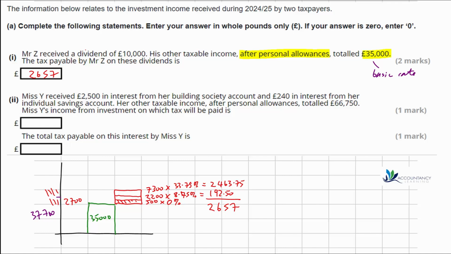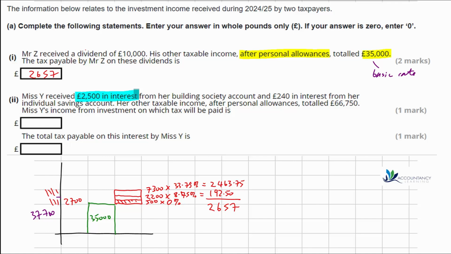Let's look at Miss Y now. Miss Y received 2,500 in interest from her building society account and 240 in interest from her individual savings account. Remember that the individual savings account is a government account, and the government wants to encourage people to lend it money, and therefore interest that the government pays on ISAs is tax-free. So we don't have to worry about that 240.